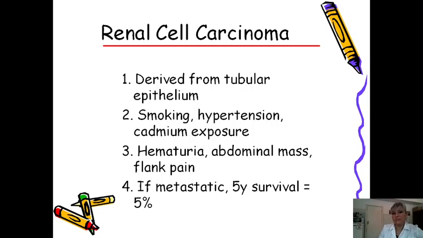The next group of diseases in the kidneys is renal cell carcinoma. What is this? Very often it is carcinoma, cancer, derived from tubular epithelium, from the epithelium of convoluted tubules. What are the risk factors? Smoking, hypertension, cadmium poisons. Clinically, what can we see? Hematuria, appearance of an abdominal mass, and flank pain. If we see metastasis, the 5-year survival is only about 5%.